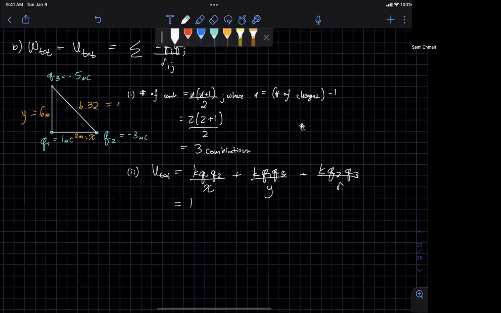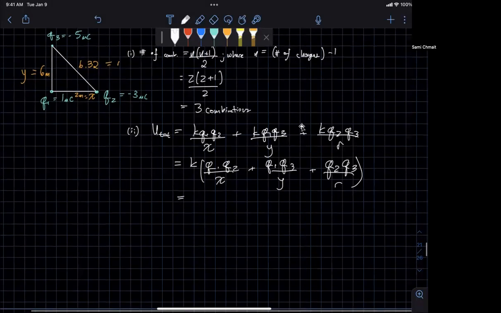I would recommend factoring out K. And then it's just the fun run of plugging and calculating. I'll leave that to you guys, but what it's going to be equal to.